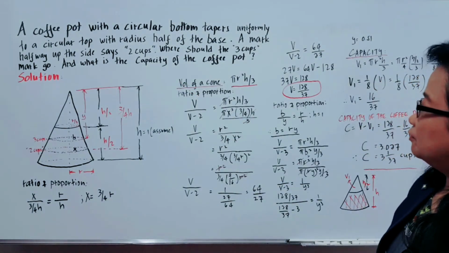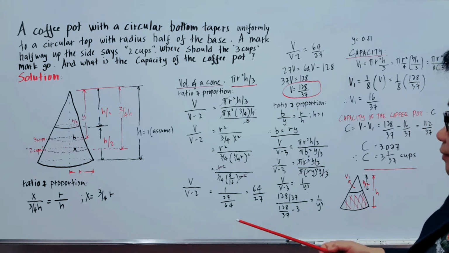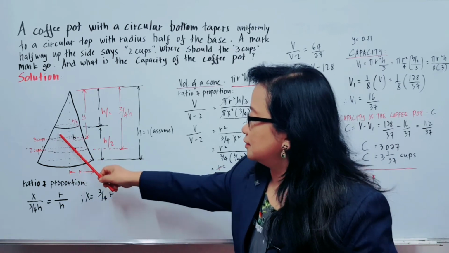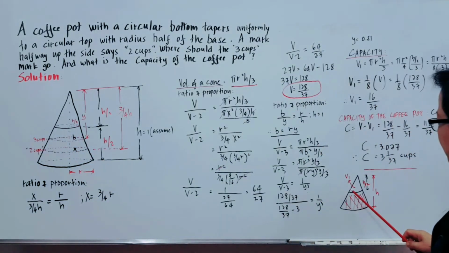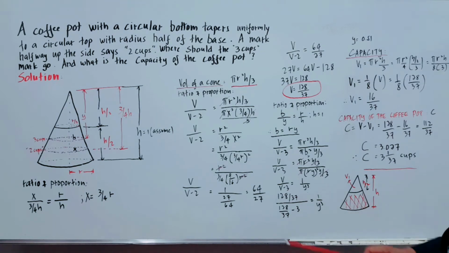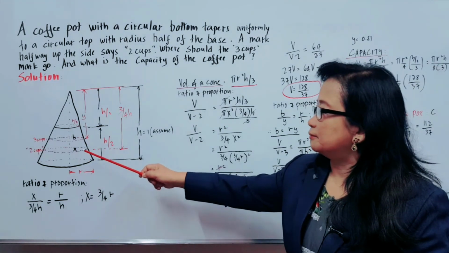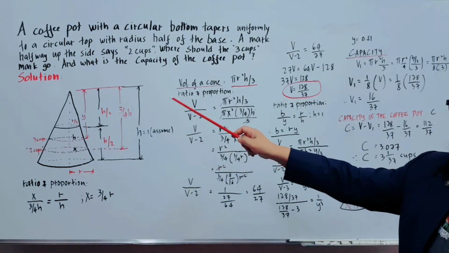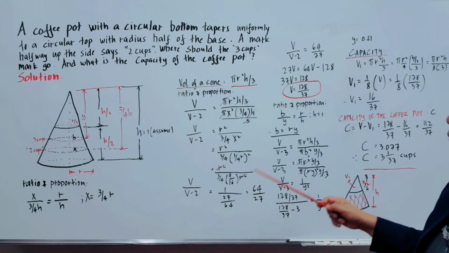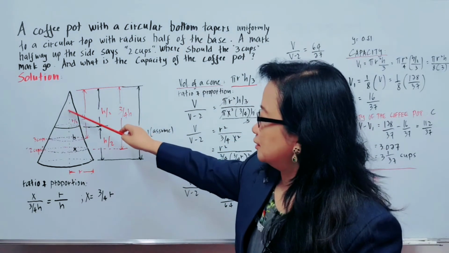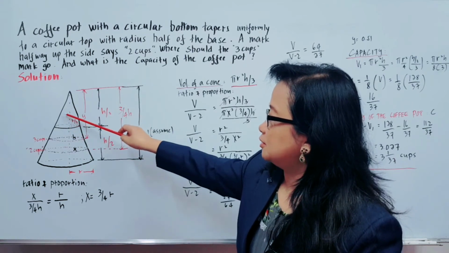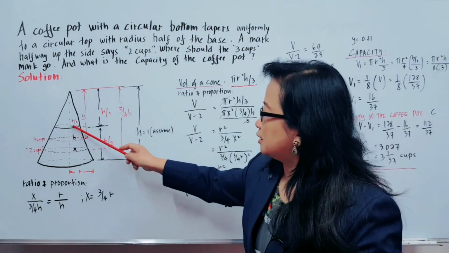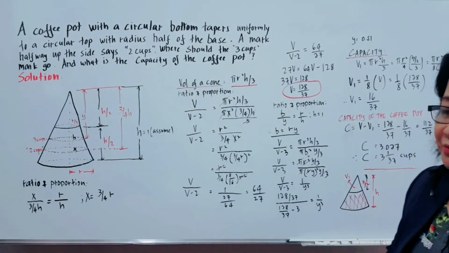So, now, what is the capacity of the coffee pot? Now, the capacity, that means, this is the one, the coffee here. This is the one we are looking for. Now, we can solve the capacity of the coffee pot by taking the total volume of the coffee pot minus this one, the empty part here. This one, we designate as V1, going up from here.